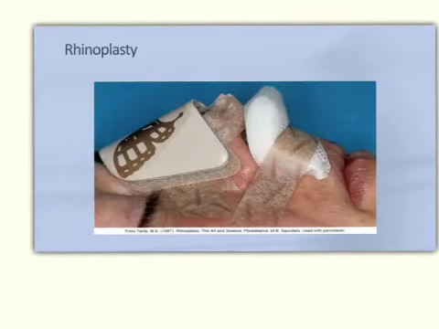This is the appearance of a person that just had a rhinoplasty. They have what you call a mustache dressing, and it's very important that we check to make sure that they are tolerating having their nose packed like that, because some people might feel like they're being suffocated, so they require a lot of emotional support.